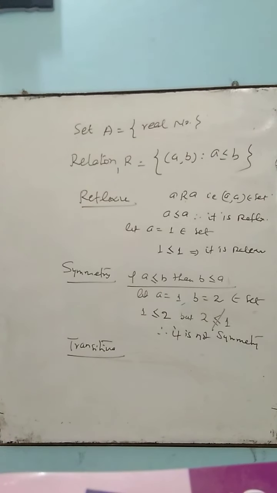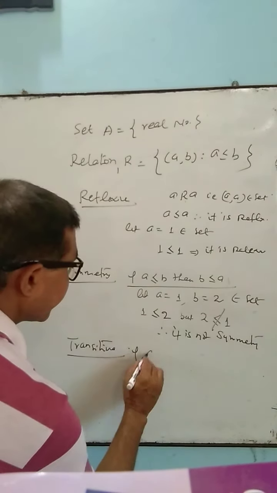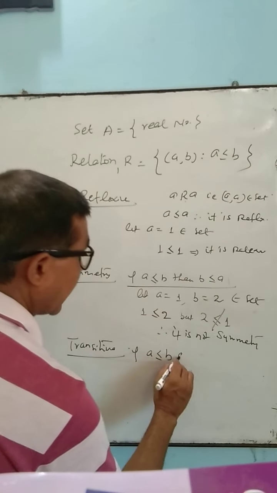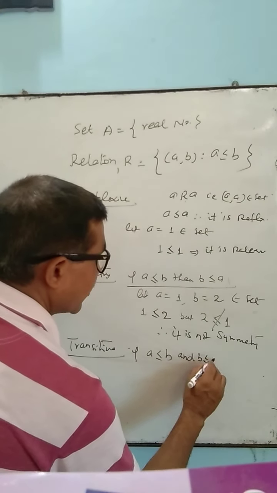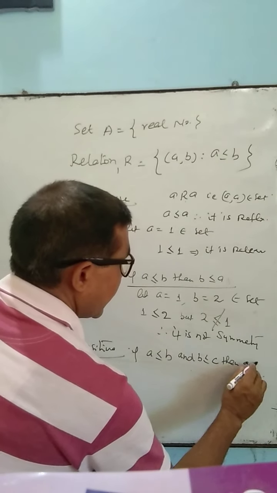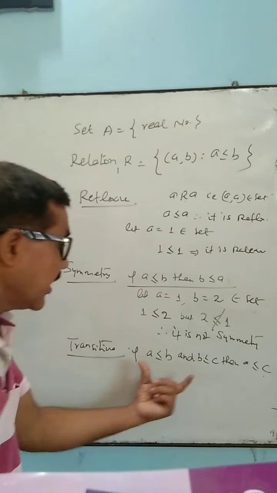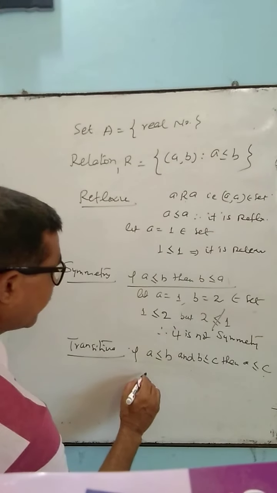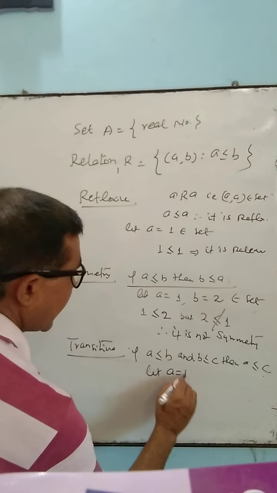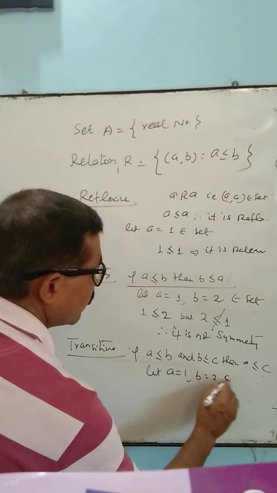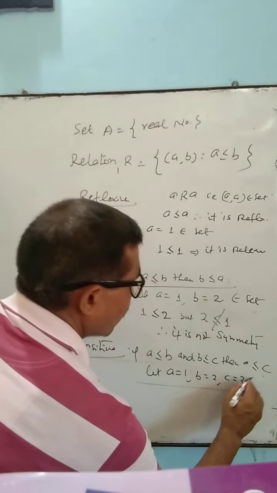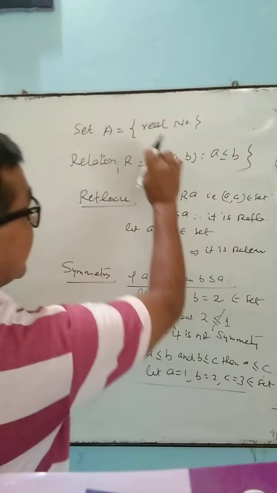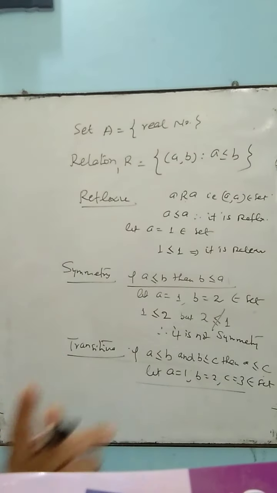Transitive. What is the property of transitive? If A is less than or equal to B and B is less than or equal to C, then A is less than or equal to C. अगर ये दोनों true है, तो ये भी true होना चाहिए. You take one example by your own. Let A as 1, B as 2 and C as 3. And this all belongs to the given set. इस set real number वाले ही terms लेने हैं आपको.